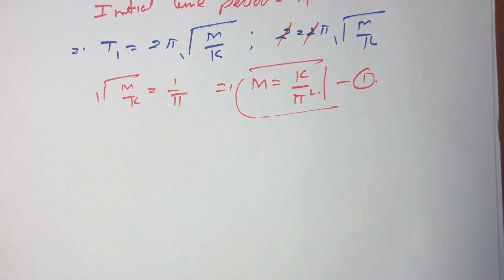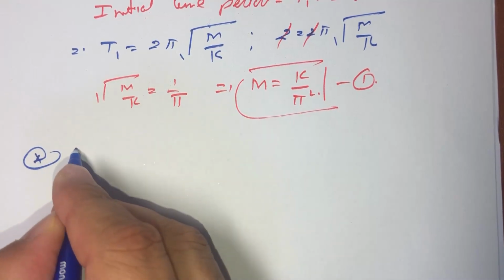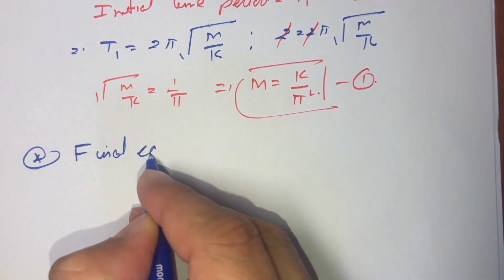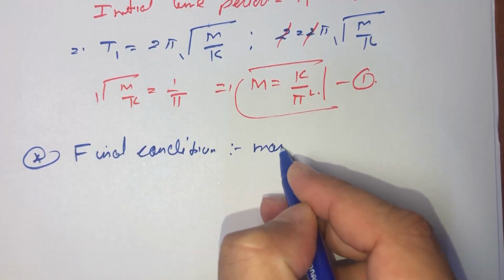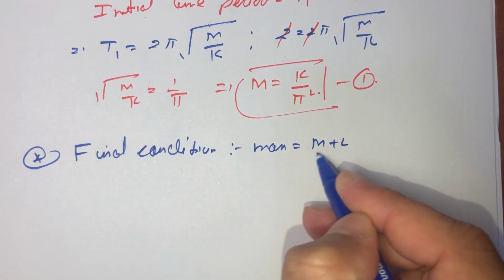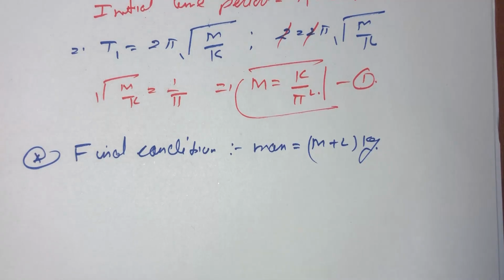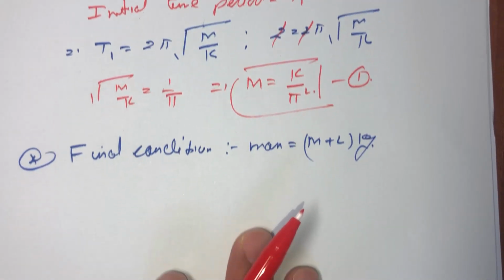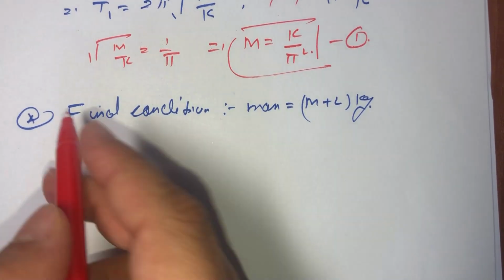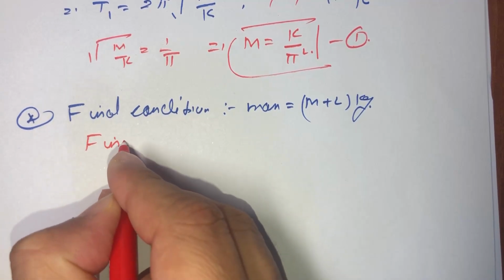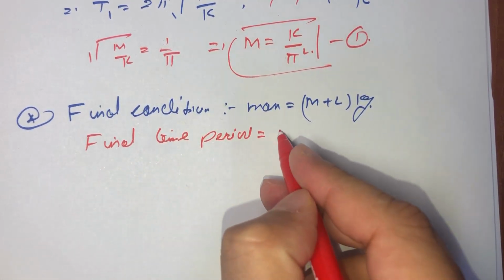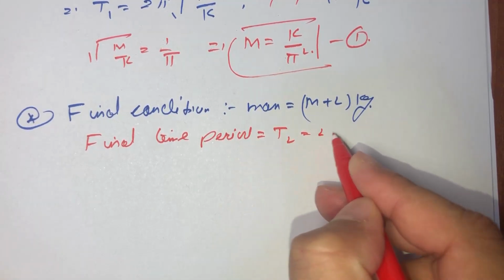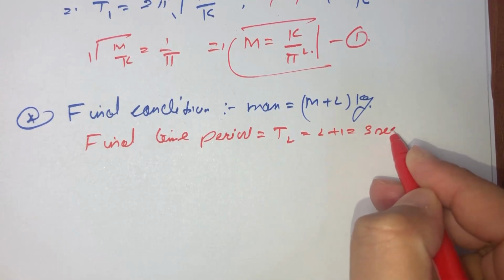And the second condition, when the mass is increased by 2 kg, let us call the final condition. So we have the final condition: mass is now equal to capital M plus 2 kg, and the final time period, let us suppose that is t2, will be equal to 3 seconds. The final time period t2 is increased by 1 second, so this will be 2 plus 1, and we have 3 seconds.